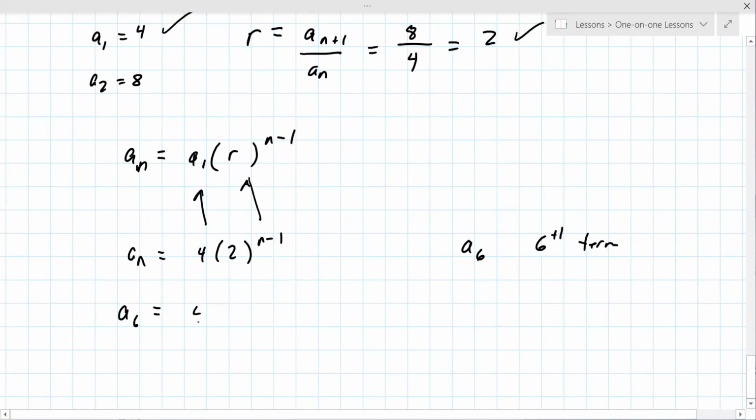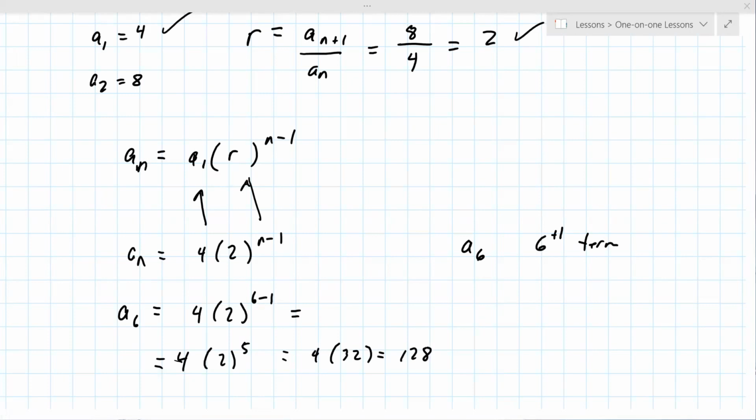That means n is 6. It's 4 times 2 to the 6 minus 1 power. So that's 4 times 2 to the 5th. That's 4 times 32, which is 128. Okay, that sounds good.